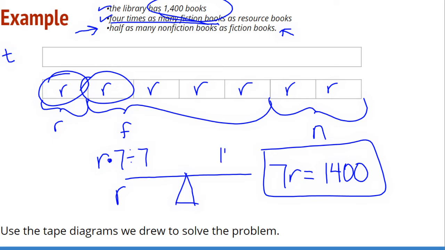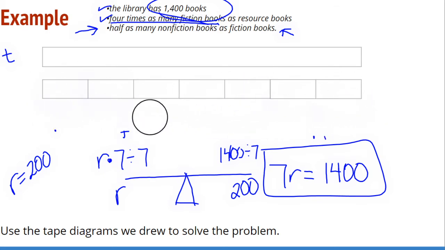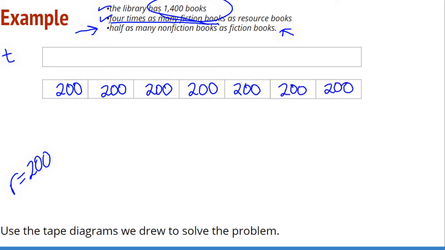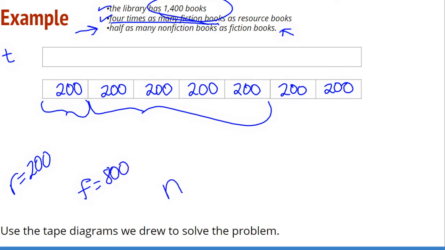And over on the other side I have 1,400, and I'm going to divide it by 7, and I'm going to find that R is equal to 200. Now, what does that mean? Well, R being equal to 200 means that each one of these units has a value of 200. And if each one of them has a value of 200, I can say that the resource books have 200. I can say that the fiction books are 4 of 200, which is 800. And I can say that the nonfiction books are 2 of 200, which is 400. My resource books, my fiction books, and my nonfiction books.